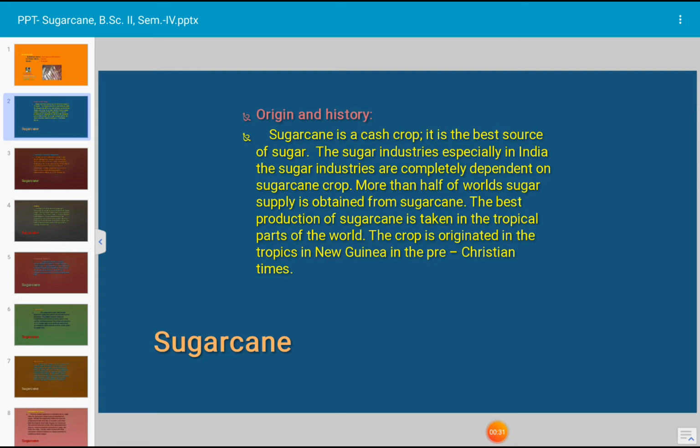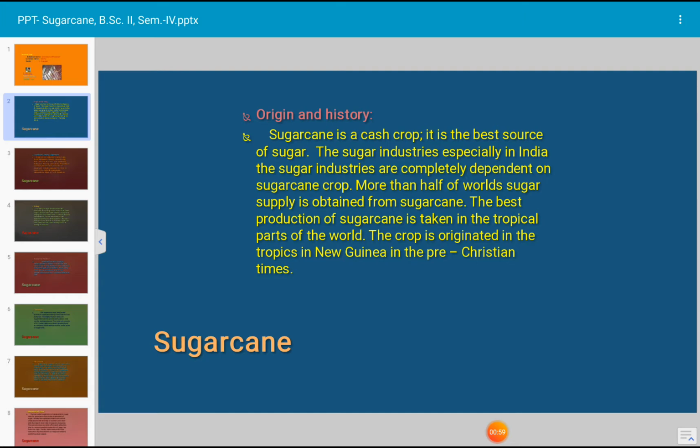Sugarcane is a cash crop. It is the best source of sugar. The sugar industries, especially in India, are all dependent on the sugarcane crop. More than half of the world's sugar supply is obtained from sugarcane. The best production of sugarcane is taken in the tropical parts of the world.